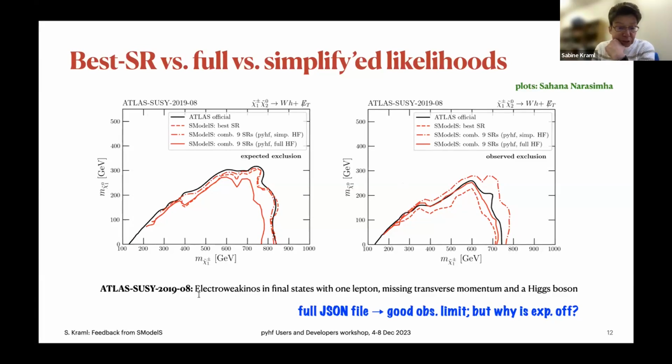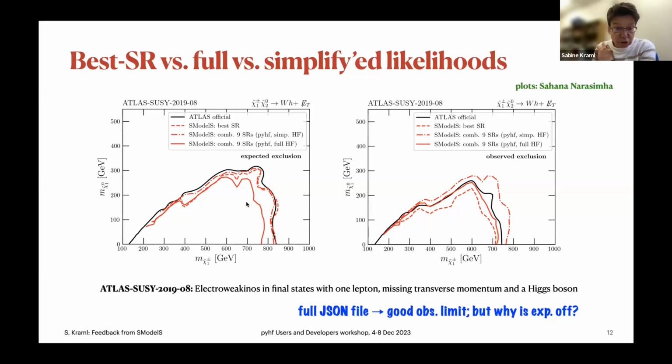Another example is from an electroweak search in final states with one lepton, missing energy and a Higgs boson. So this is ATLAS-SUSY-2019-08. In this case, the full statistical model, here on the right-hand side plot for the observed exclusion in the solid line, allows us to reproduce well the official ATLAS limit. But the simplified one gives an over-exclusion. So in this case, we really use the full JSON file, the complete statistical model, also in the database per default.